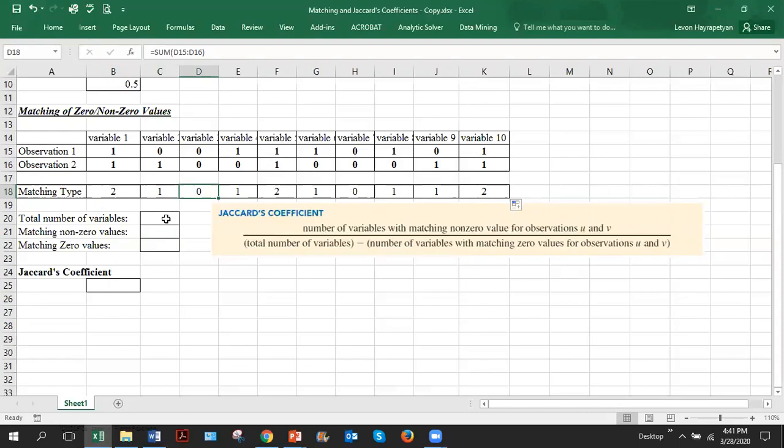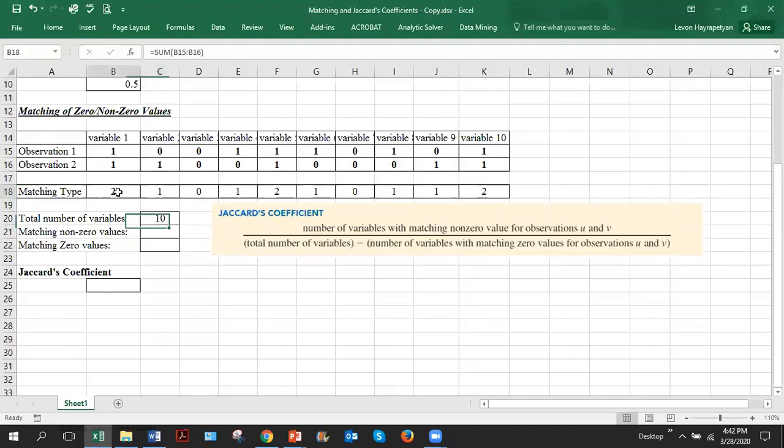Now, in order to implement this formula, I need the number of matches on non-zeros, the number of matches on zeros, and the total number of variables. So here, let's calculate the total number of variables. Last time I showed you how we can use the count function to calculate how many variables each observation has. In our case, it's 10. Now we want to calculate how many non-zero matches we have. This is a very small data set, so we can see it visually, but we would like to come up with a formula which will calculate it correctly.